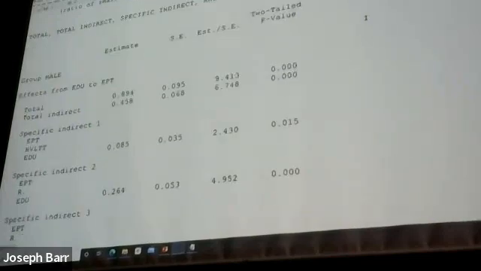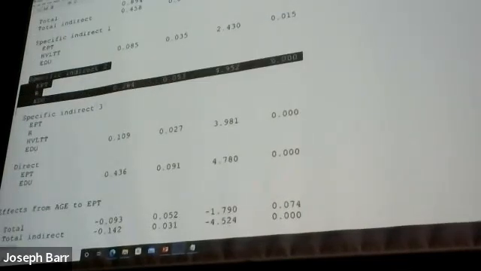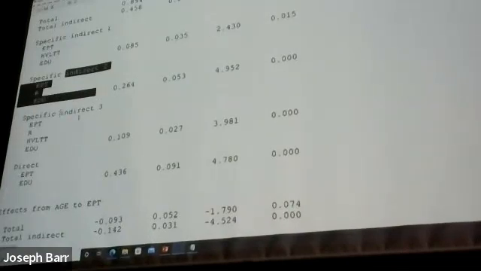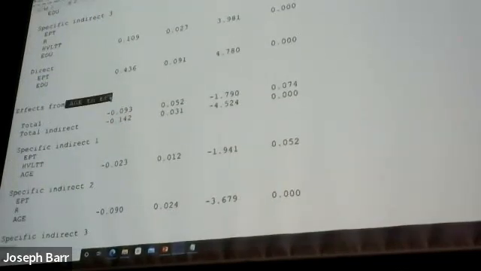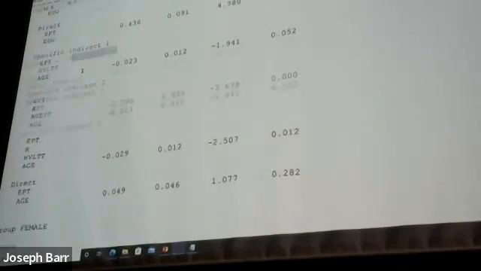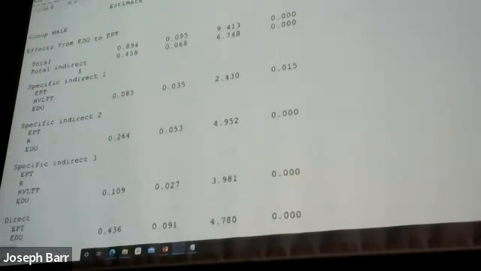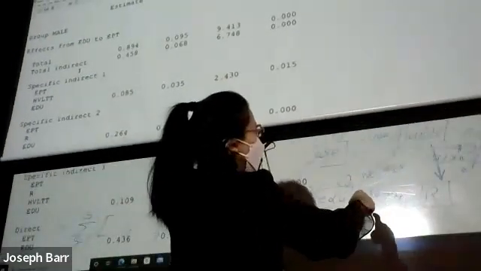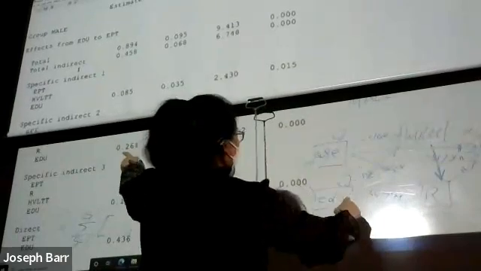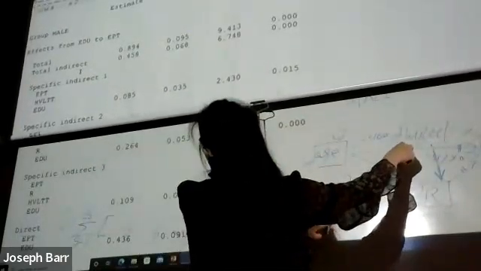And then for mediation analysis, again, we have the group of male and also female. For male, we have the specific indirect effects 1, 2, 3, the direct effect, the total indirect effect, and the total effect from H to EPT. All of these are reported. So for male, we have the mediation effect analysis, and all the indirect effects are reported, for example, from EDU to HVLTT to EPT.